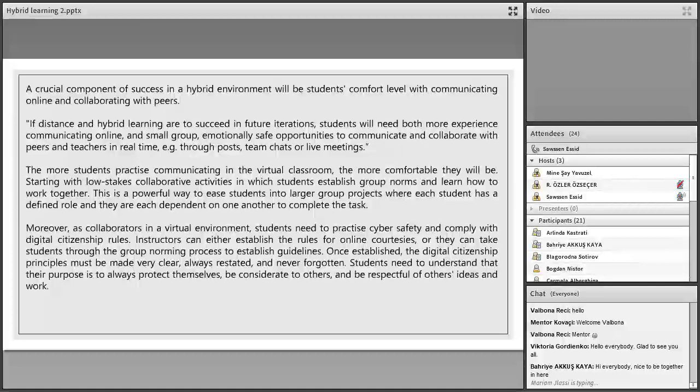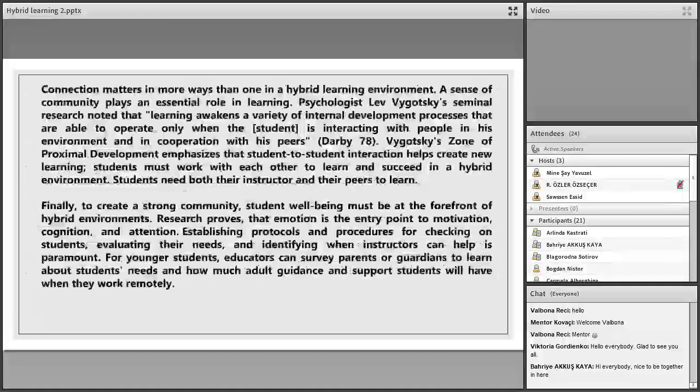Once established, the digital citizenship principles must be made very clear to them, always restated and never forgotten. Students need to understand that their purpose is to always protect themselves, be considerate to others, and be respectful of others' ideas and work. And here, of course, as I said before, we call it the netiquette.